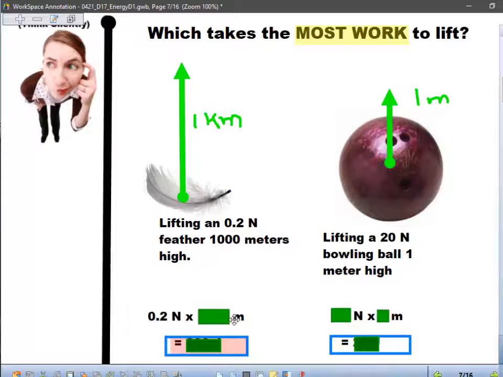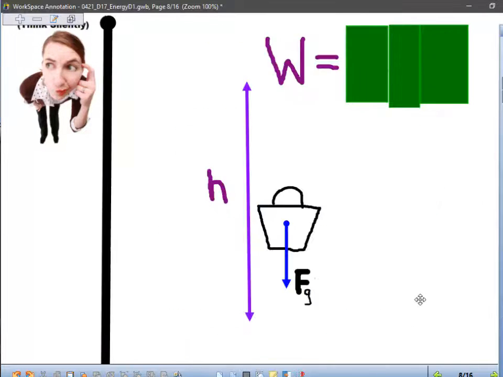So the feather is 0.2 newtons, and you lift it 1,000 meters. 0.2 times 1,000 ends up being 200 joules. And the bowling ball is 20 newtons, and you lift it 1 meter. 20 times 1 is 20 joules. So the feather this time took more work to lift. Okay, so I want you to notice it's not just the weight, it's also how far. Weight and distance both.